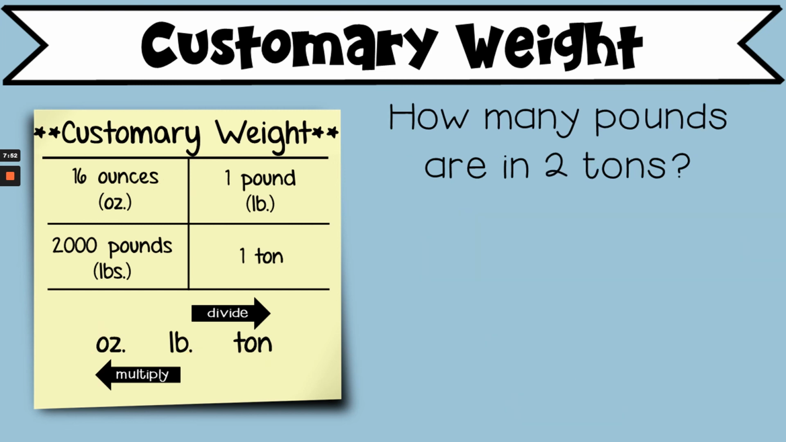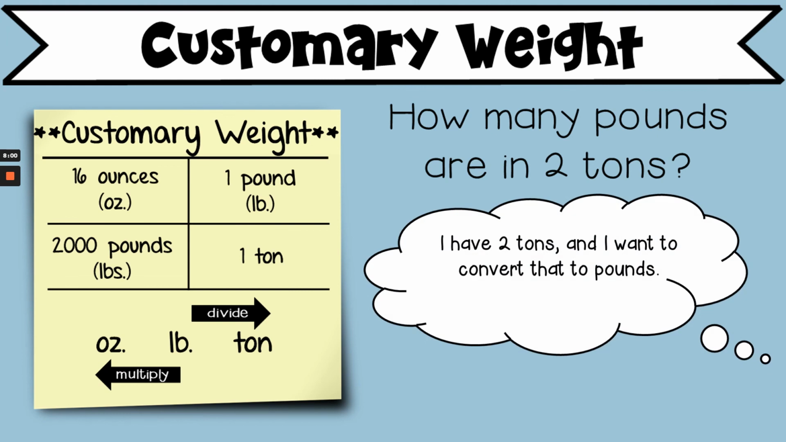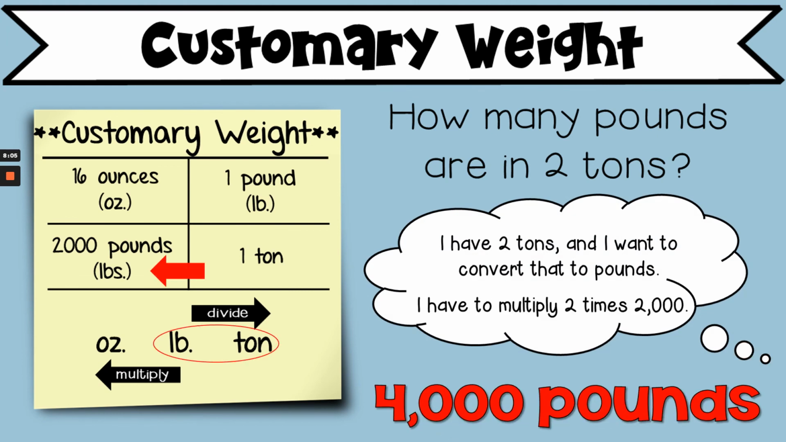How many pounds are in 2 tons? We just did this one. How many pounds are in 2 tons? If 1 ton is 2,000 pounds, then 2 tons is going to be 4,000.